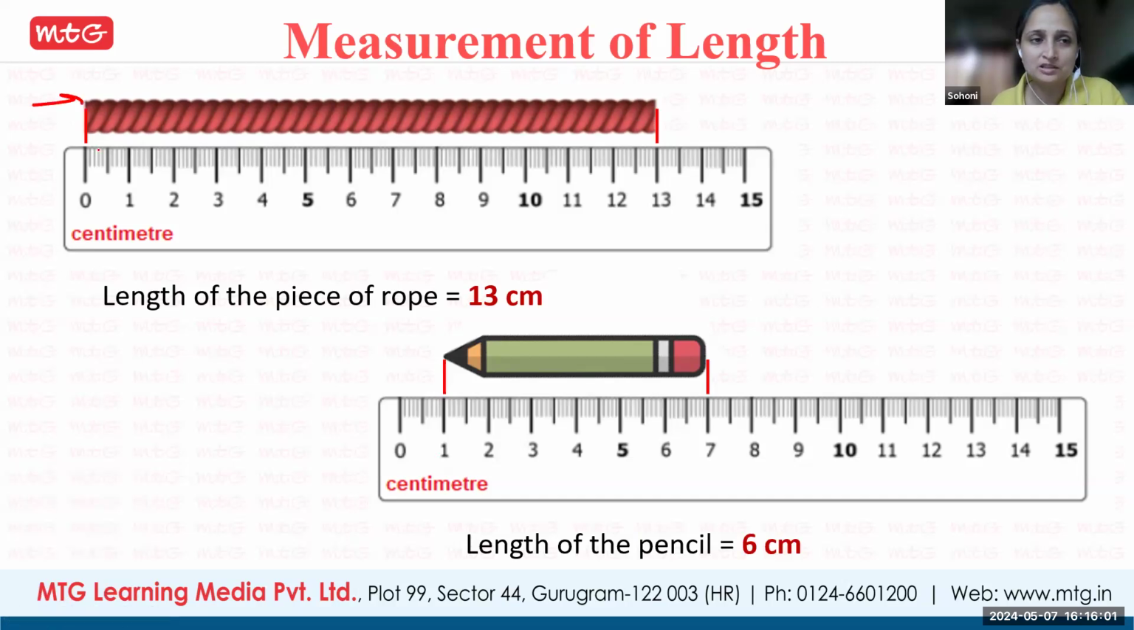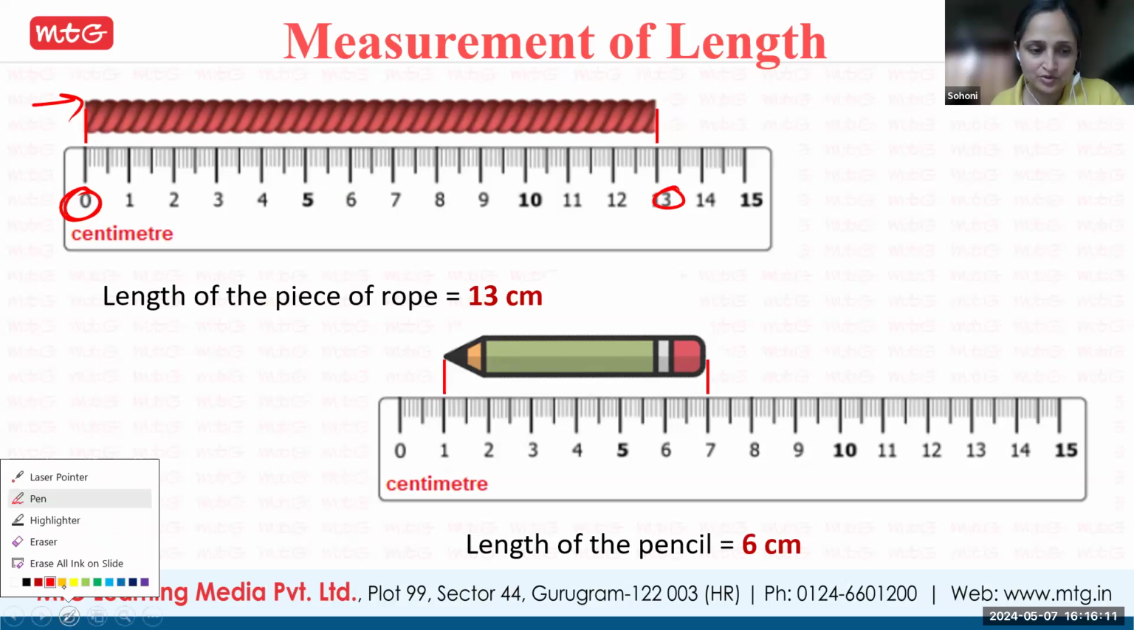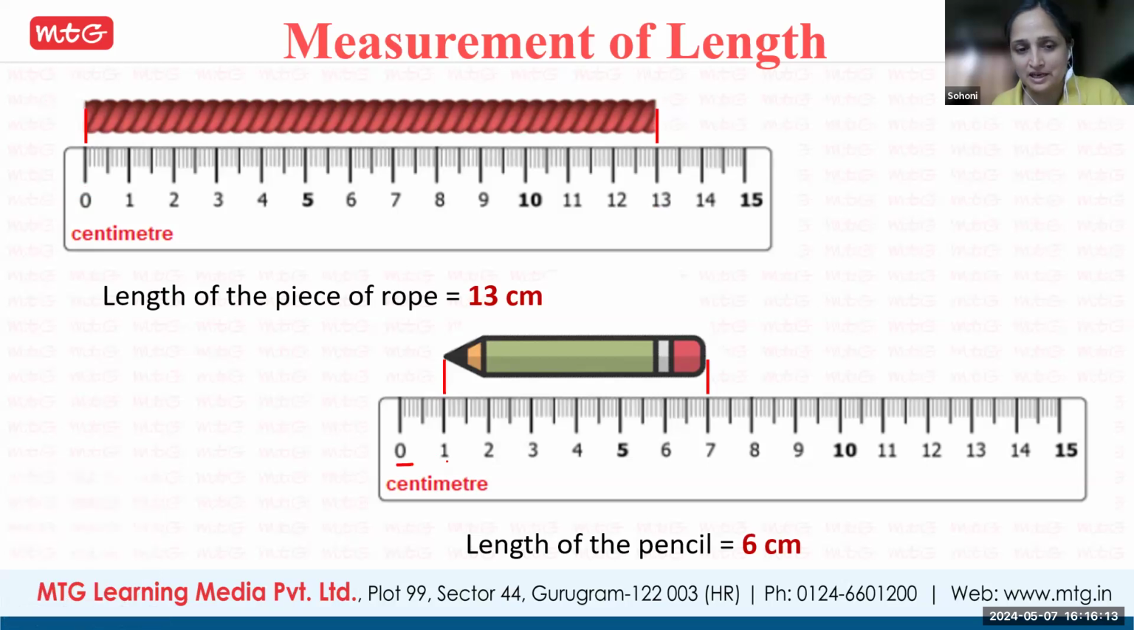But for the first one, the rope, it started from 0. So that's why it's 13. We don't have to subtract anything because it starts from 0. If it is not starting from 0, then we have to subtract the extra part. So this extra part is 1. So you have to subtract 7 minus 1, that is 6. So the length of this pencil is 6 centimeters.